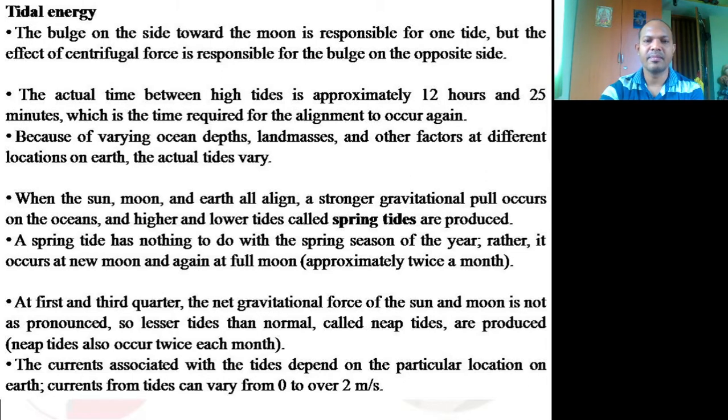The currents associated with the tides depend on the particular location on the earth. Currents from tides can vary from 0 to 2 meters per second. 2 meters per second means basically around 8 kilometers per hour. That is the speed with which it comes.